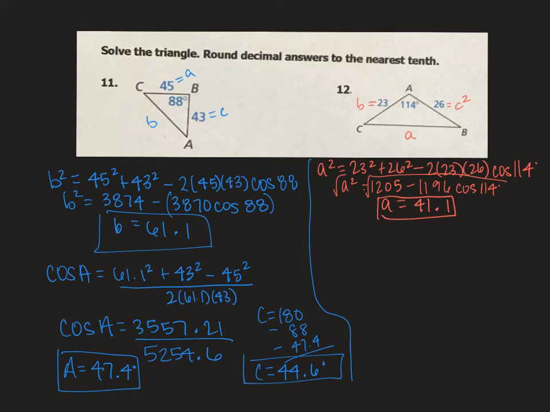And then we have to solve for our angles. It doesn't matter if you solve for B or C first. That's totally your call. I like to do things alphabetically, so I'm going to solve for angle B first. So to solve for angle B, cosine of B is going to equal a squared, which we just found to be 41.1, plus c squared, which is 26, minus b squared, all over 2 times a times c.